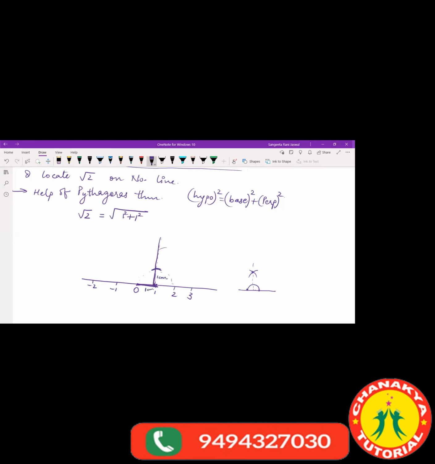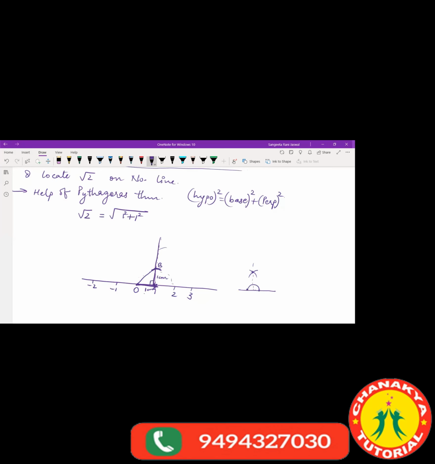Now, this point I have got, please pay attention. Don't write anything. Now you join this point with this intersected point. I can give this point any name. This point is A. Let's call this point B. Now OAB is a right angle triangle.